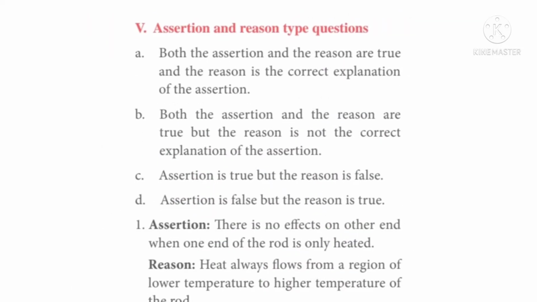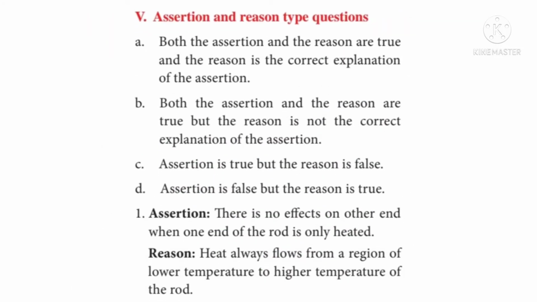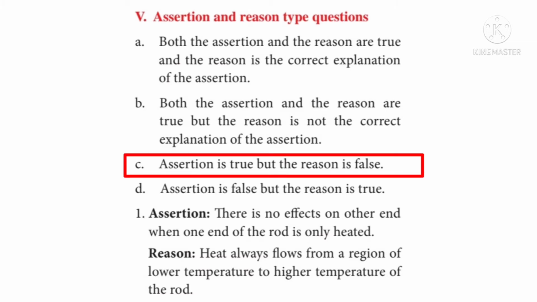Assertion and reason type questions. Question number 1. Assertion. There is no effects on other end when one end of the rod is only heated. Reason. Heat always flows from a region of lower temperature to higher temperature of the rod. The answer is option C. Assertion is true, but the reason is false.